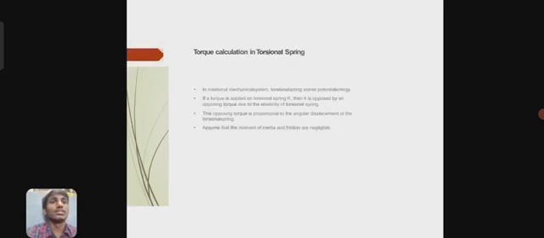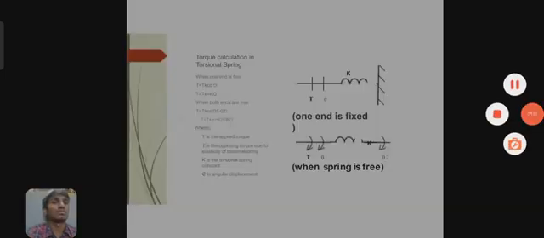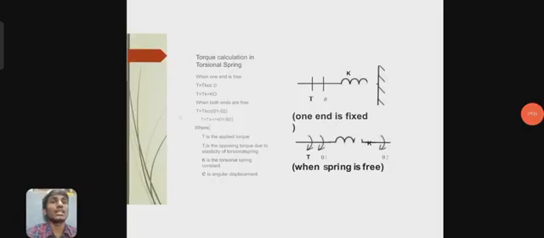And so we can similarly calculate the torque in the torsional spring. Finally we get T = Tk, the spring constant torque.